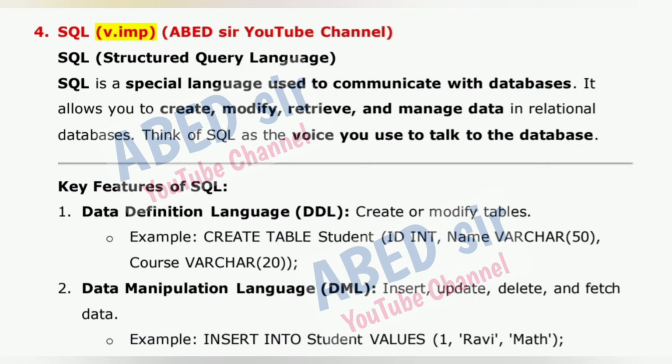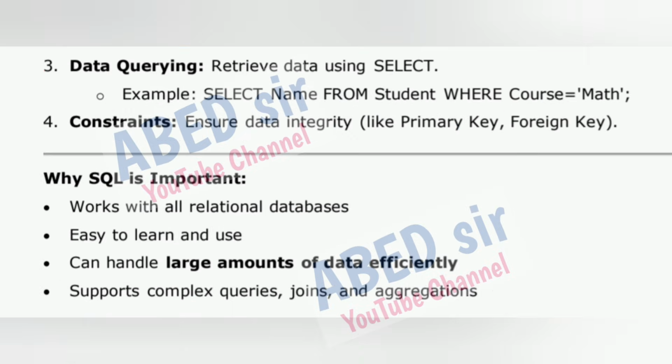Example: insert into student values (1, 'Ravi', 'math'). 3. Data Querying: retrieve data using select. Example: select name from student where course = 'math'. 4. Constraints: ensure data integrity, like primary key, foreign key.